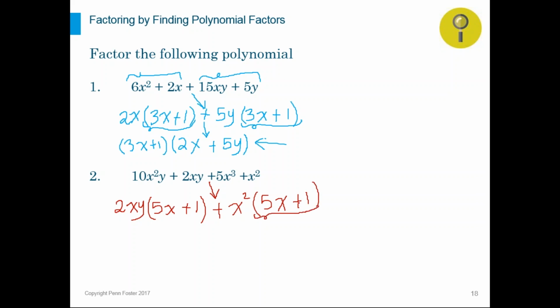We have 5x plus 1, 5x plus 1, common factors, common polynomial. So factor them out. Take these out, 5x plus 1, and divide. The first term over this will leave you with 2xy plus, don't forget the plus sign, and then this divided over that, these will cancel out, so you're only left with x squared. So your factors are: 5x plus 1, that's a factor. The other factor is 2xy plus x squared.